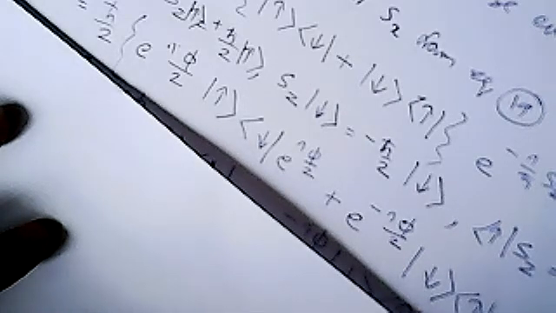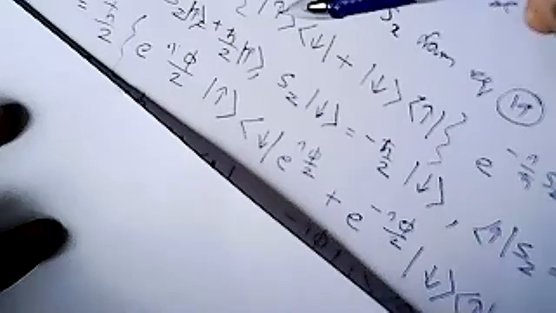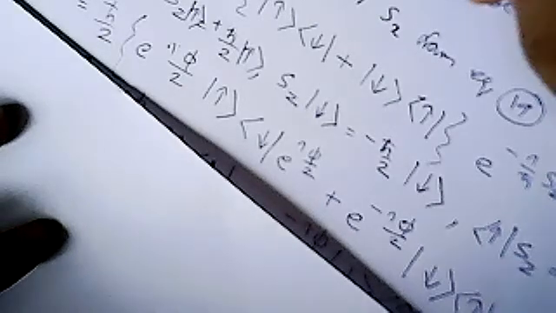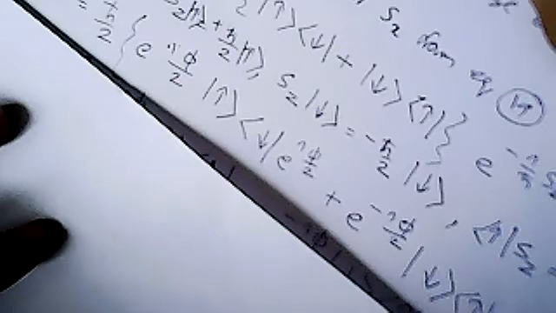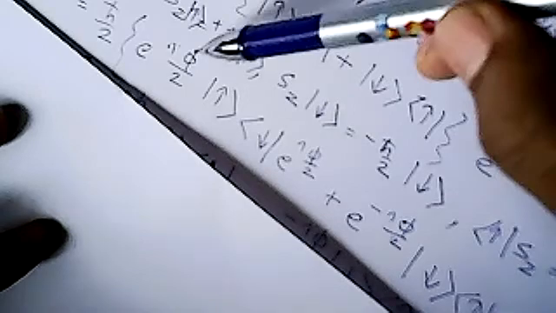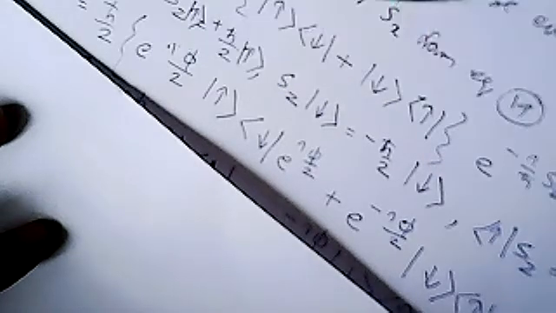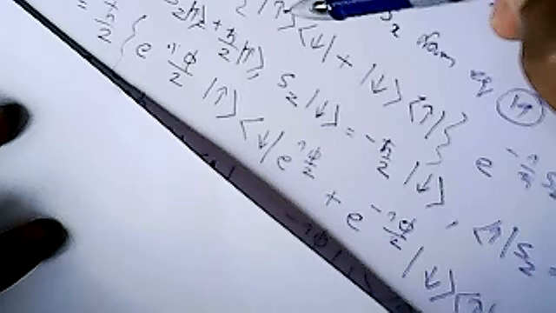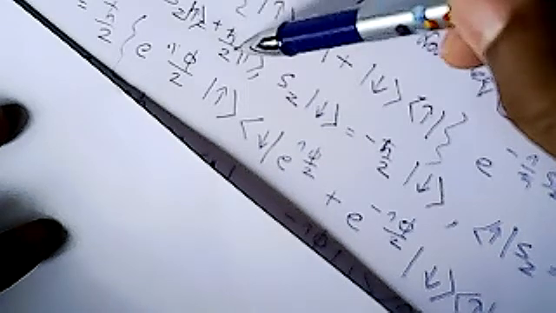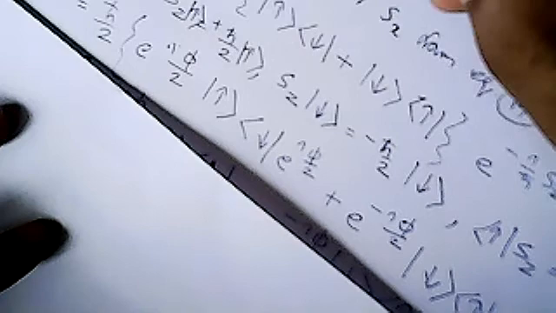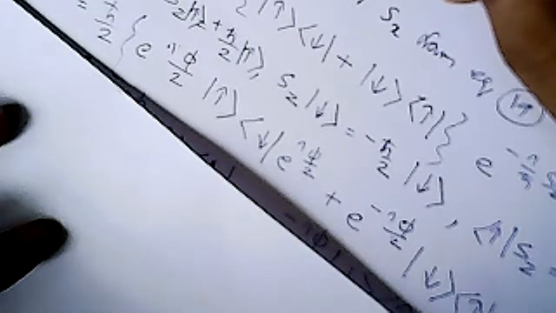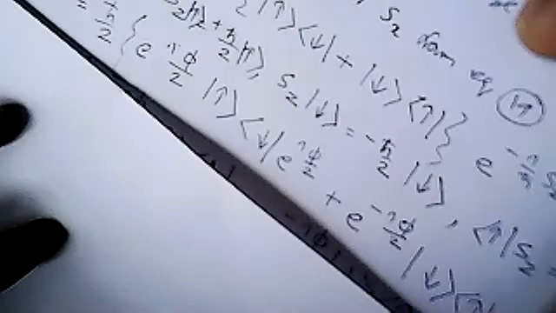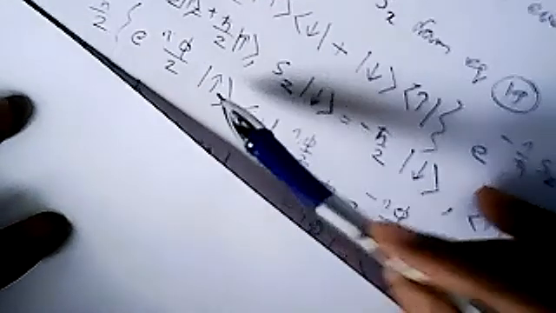Okay, is that clear? When Sz acts on spin up, h cross by 2 comes, h cross cancels, and you get i by 2 into phi, i phi by 2. So e to the power of i phi by 2. Is that clear? How this comes? Sz acting on spin up, h cross by 2 comes. So h cross by 2 and h cross cancels. So e to the power of i phi by 2 will come into spin up. This is the same for spin down.